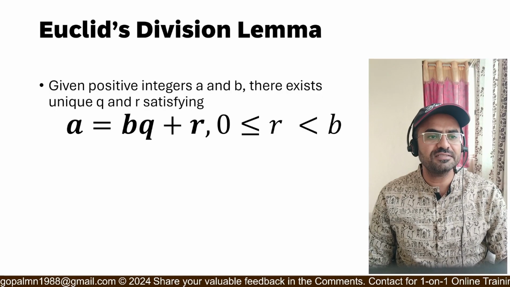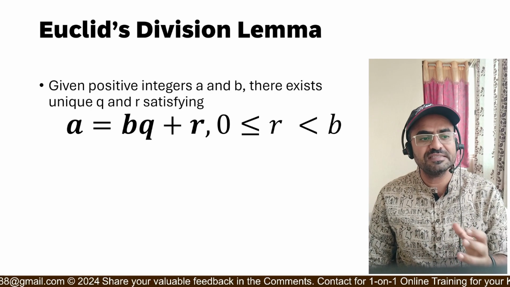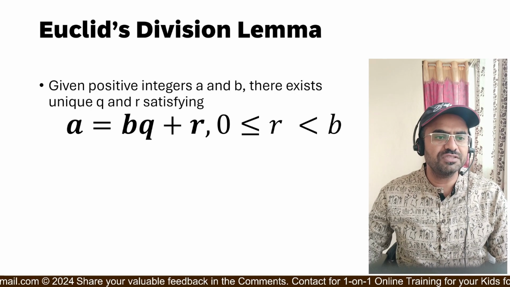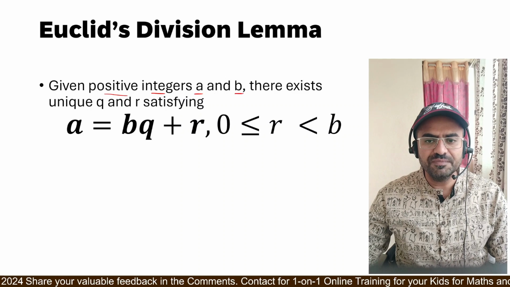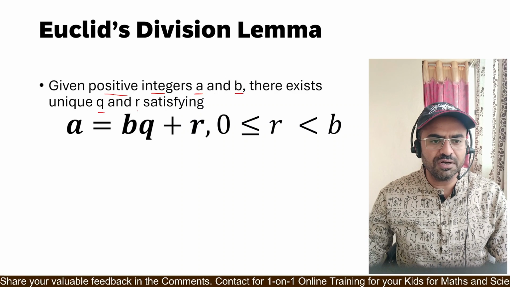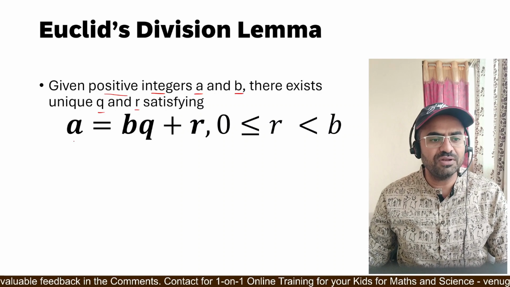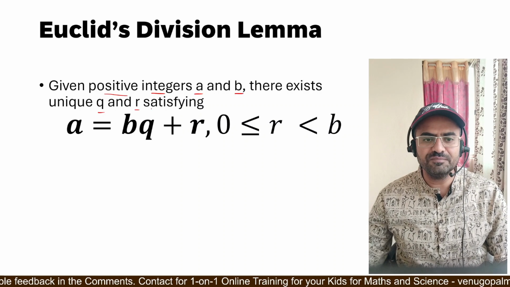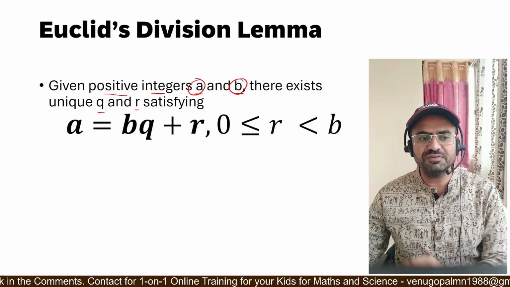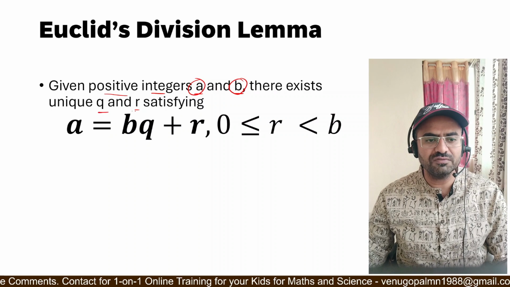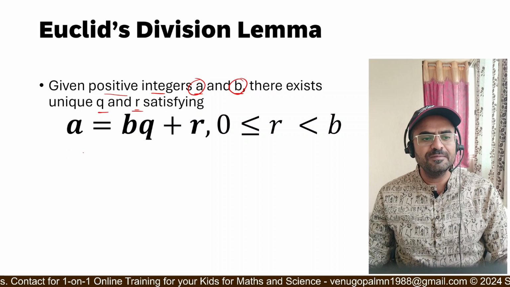Let us understand what Euclid's division lemma talks about, or what is its overview or definition. If you see over here, given positive integers a and b, there exists a unique q and r. Q you can call it the quotient and r is the remainder, satisfying the below equation. What they are saying is, there are two positive integers a and b. For any two positive integers, there exists a unique q and r, which are a quotient and remainder satisfying the below condition.